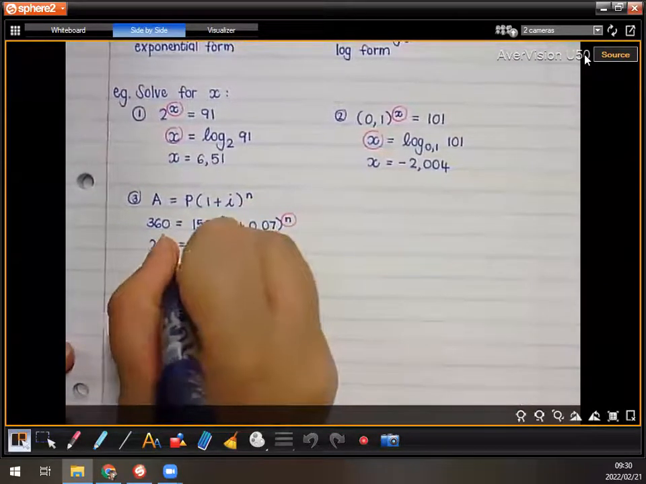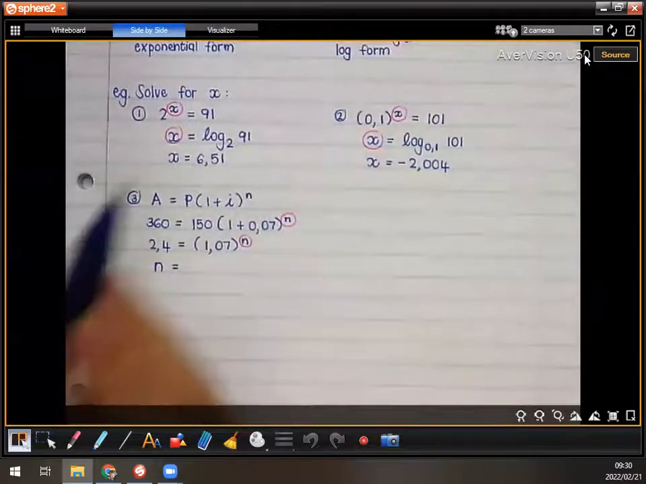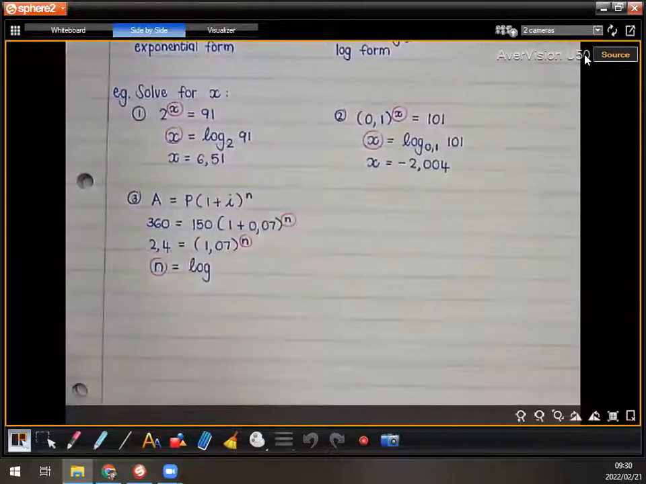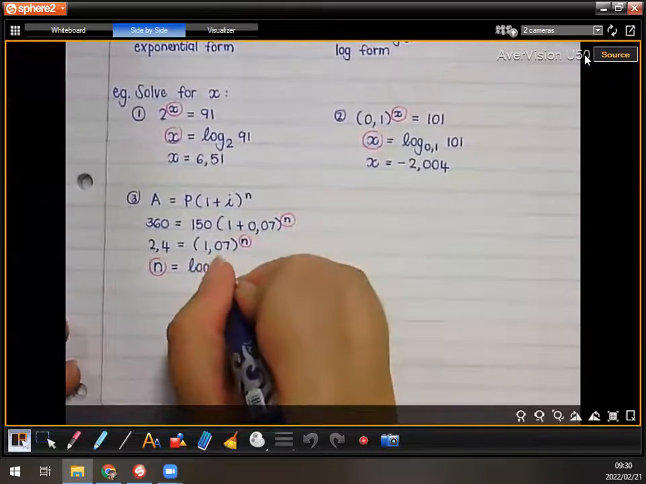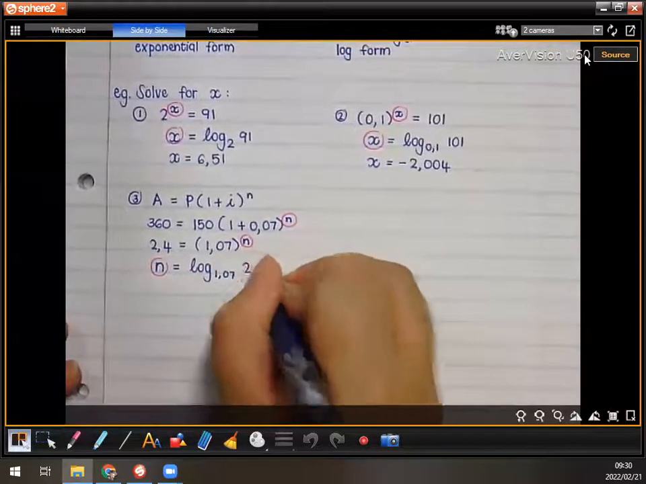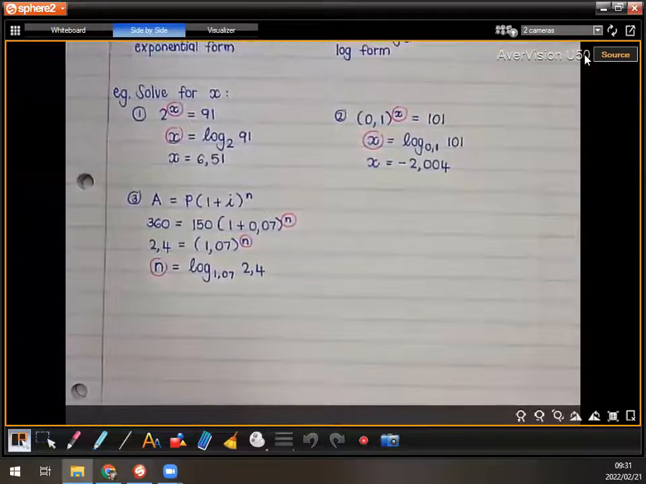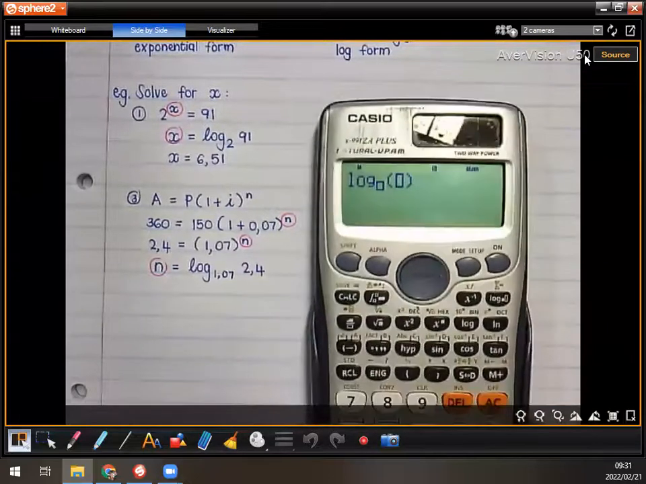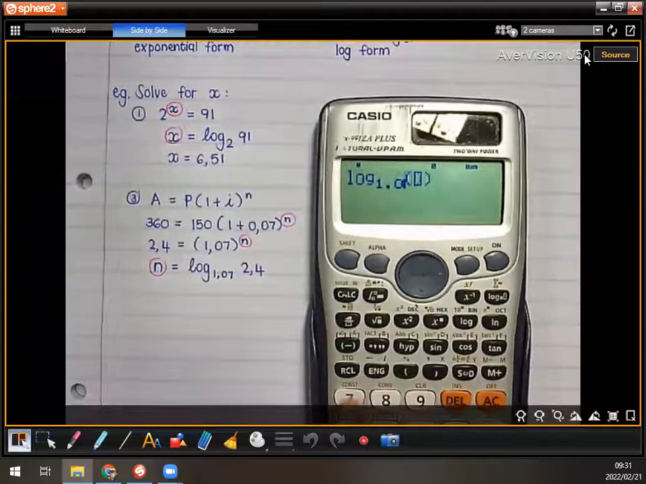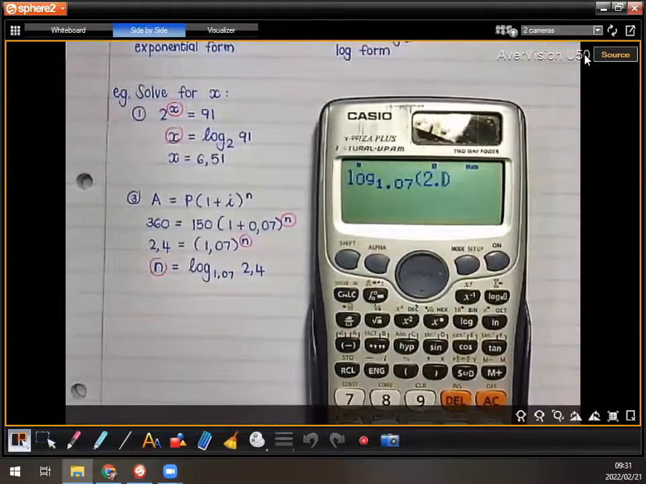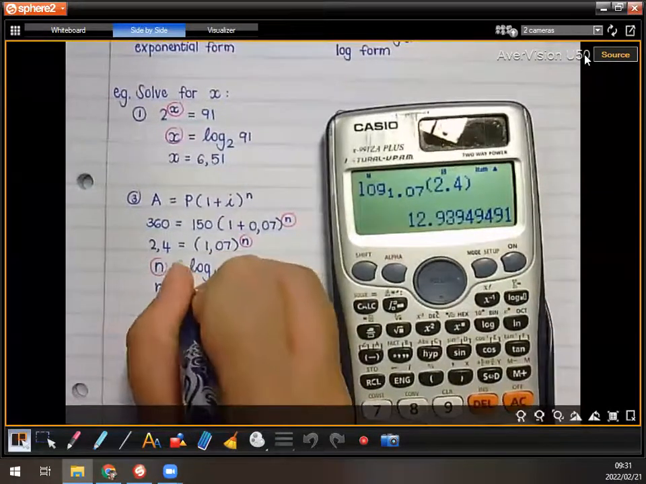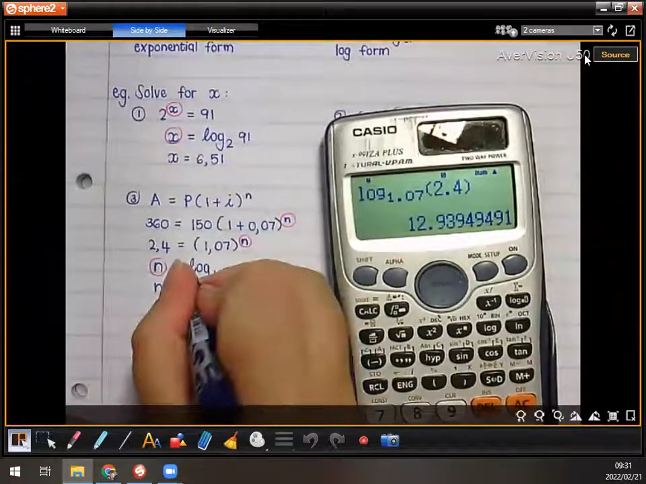So now we're going to say N is equal to, so when we want to make the exponent the subject, we use log form. The base of the exponent becomes the base of the log, and 2,4 is the number after that. We take our calculators, we press the log button, and we type in those values, 1,07 and 2,4, and we press equals, and we get 12,94. All right, so n is 12,94.